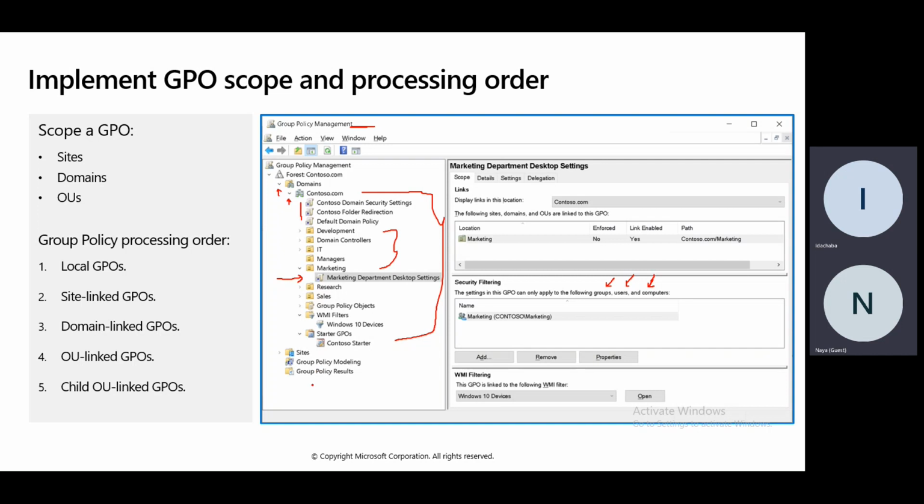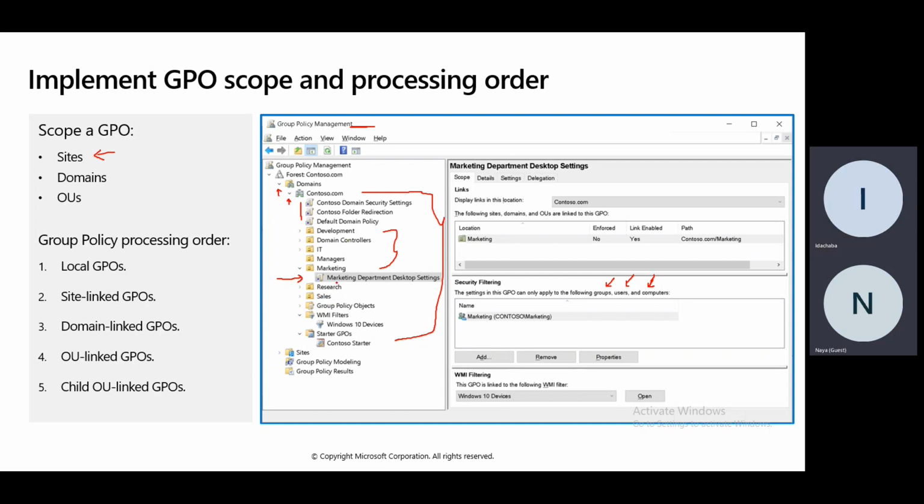But we are not seeing any other domain here. There's a site here, but this site is not under domain. This site is under forest. So that's why the scope of your GPO can vary. So under the forest, we have the domains. Then under the domains, we have contoso.com. Under contoso.com, you have marketing, all these OUs, organizational units.